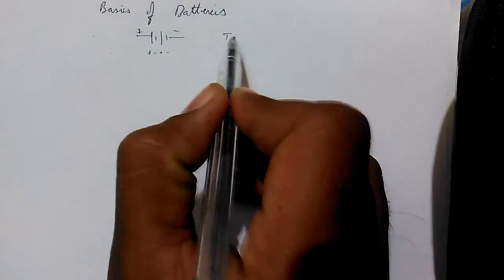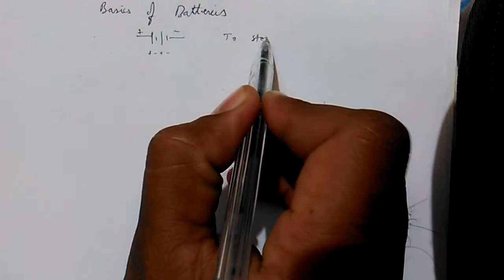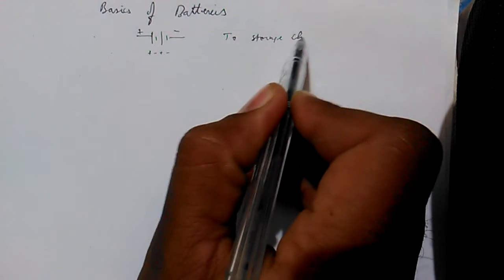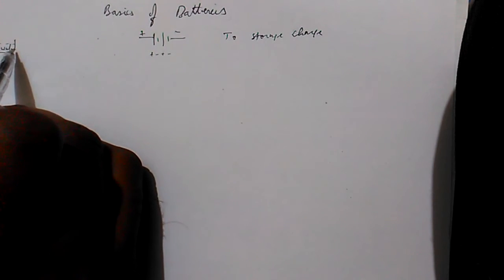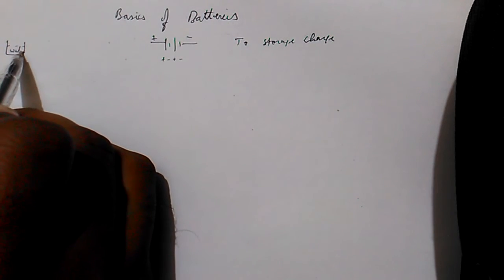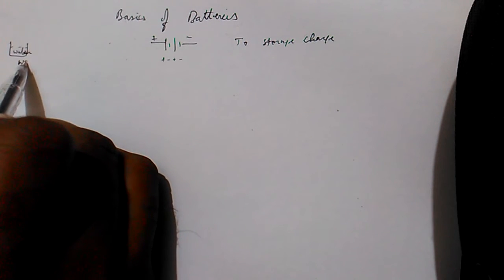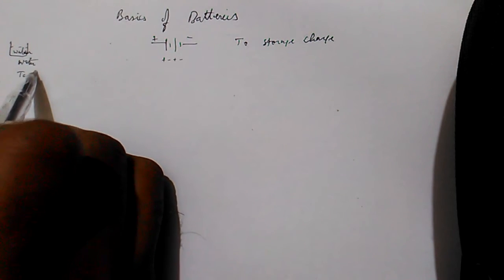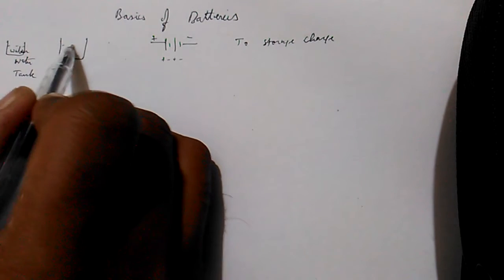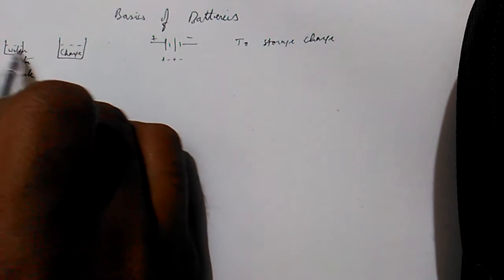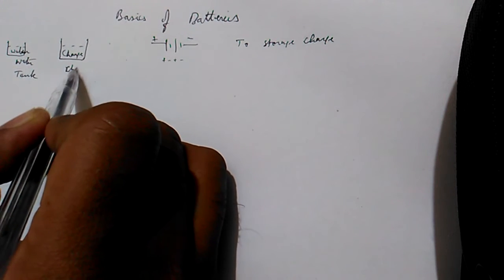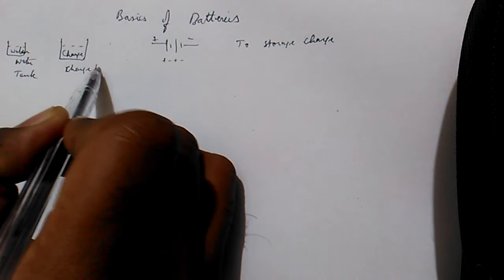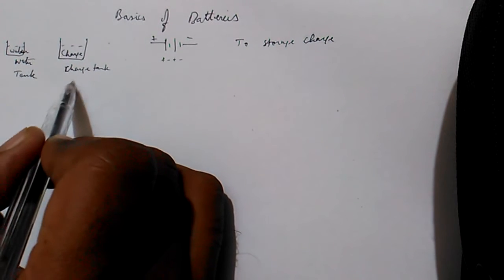A battery's basic purpose is to store charge. It is like water and a water tank. Here water, here charge. This is the water tank, this is the charge tank. So the charge tank is, you can say, the battery.